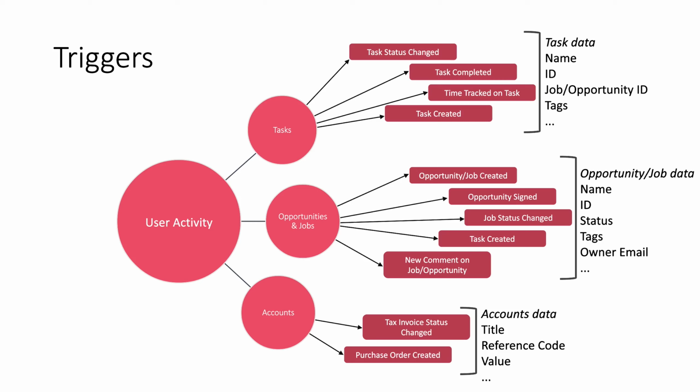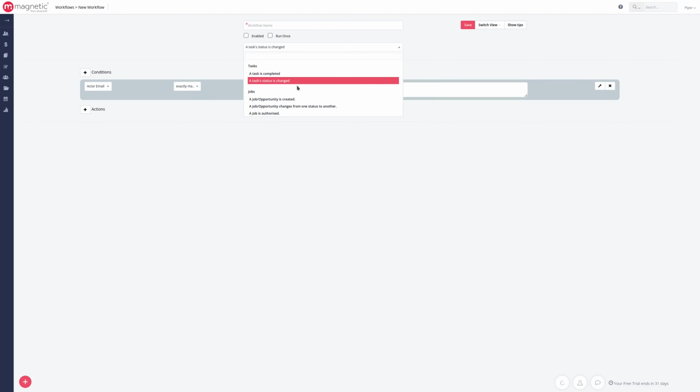Triggers are caused by real-life humans using the magnetic system. If an automated workflow changes the status of a task, this will not fire off other workflows because it was not a user performing this change. This concludes the explanation of triggers.